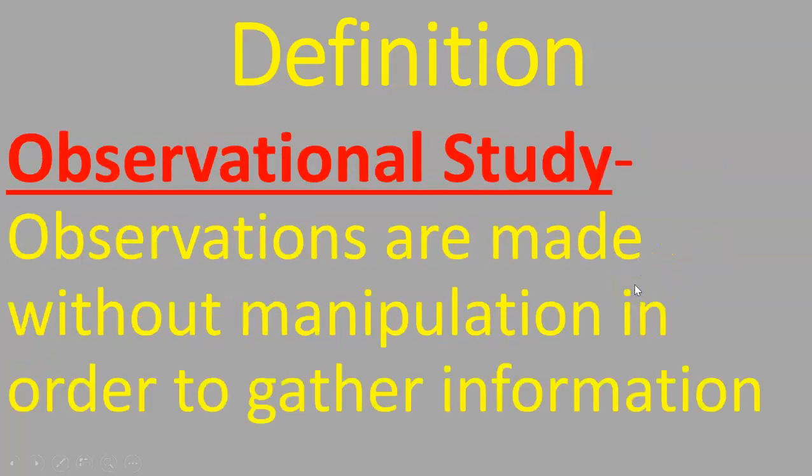An observational study is where observations are made without manipulation in order to gather information. So you're literally just observing, and you're not trying to change anything through your own manipulation. Okay, it doesn't necessarily have to be back in the past. It could just be watching something currently happen, but that's an observational study. Again, the key is without manipulation.